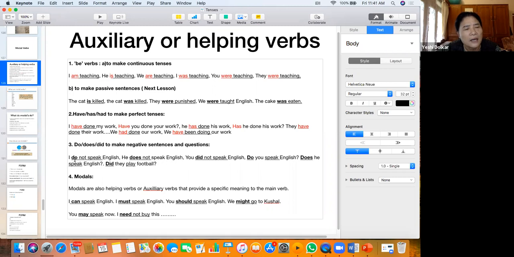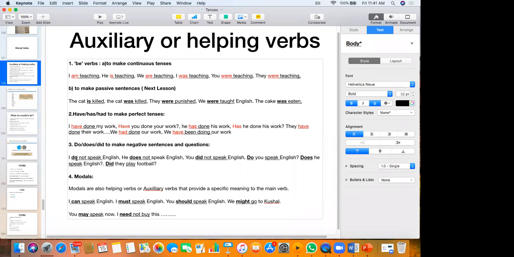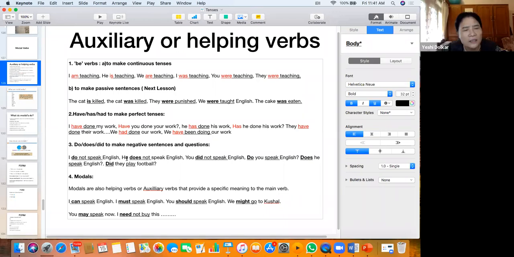For example, I speak English. I do not speak English. When you want to make a negative sentence, you have to put do there. All right. He does not speak English. He does, present tense.